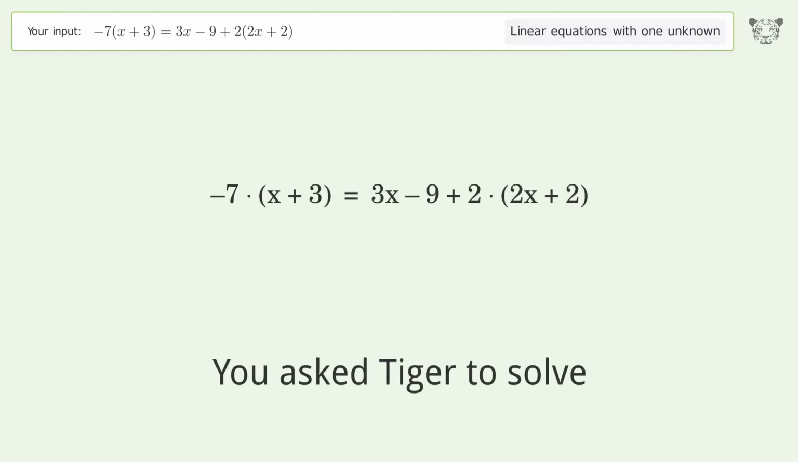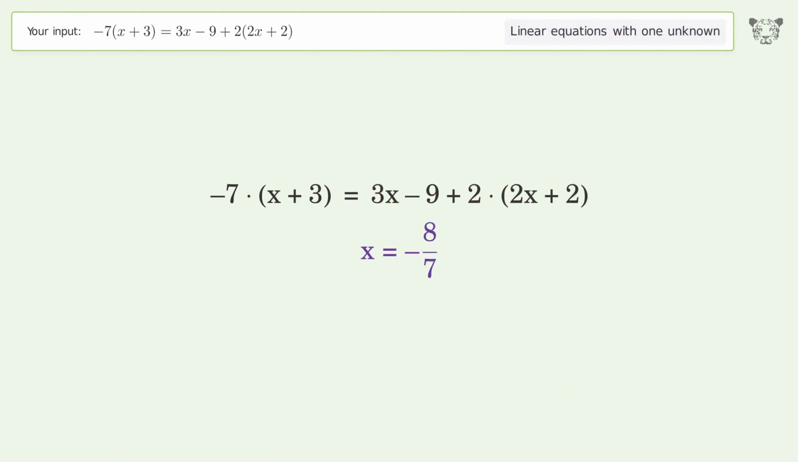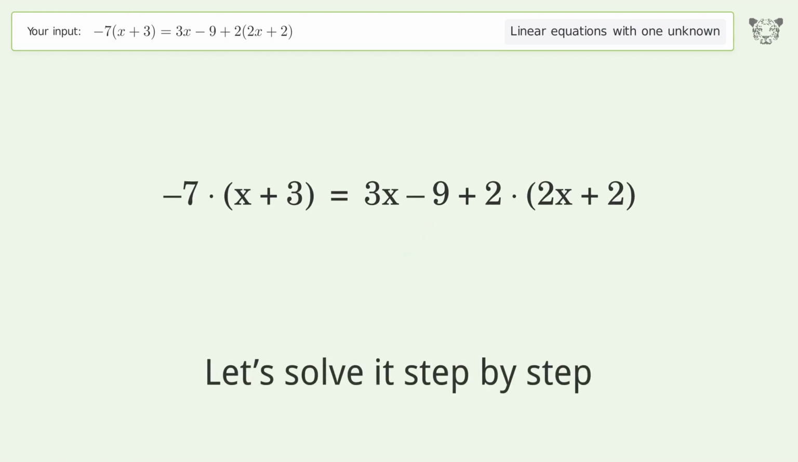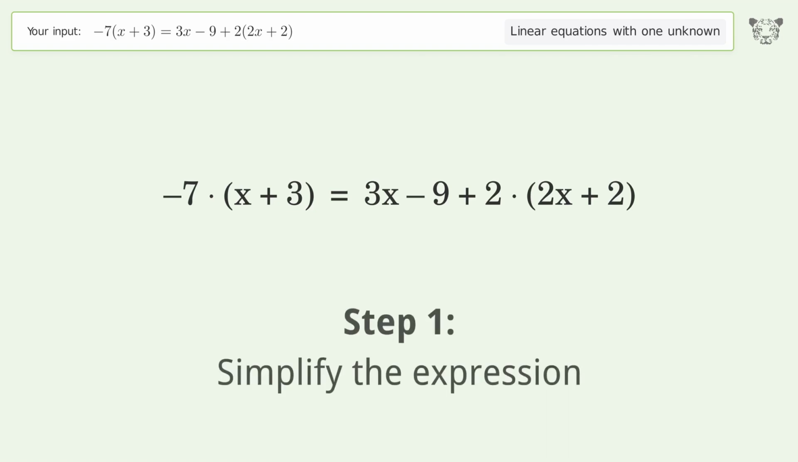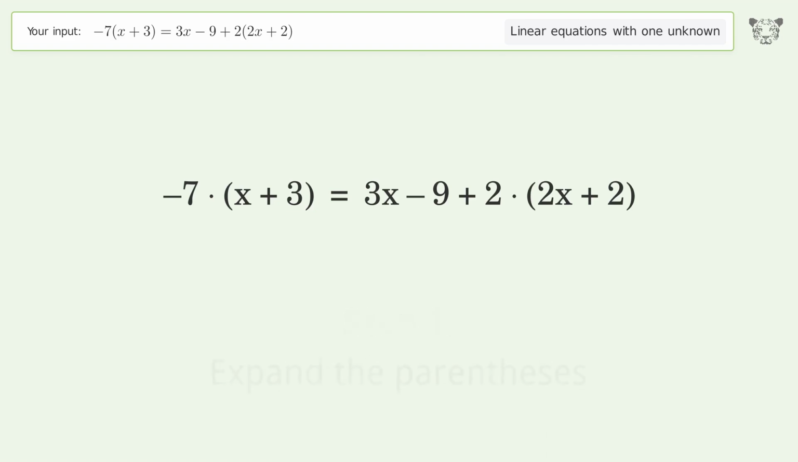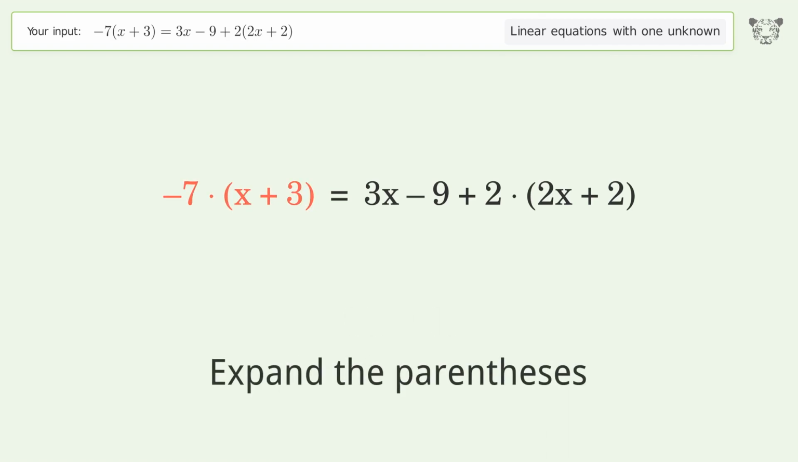You ask Tiger to solve. This deals with linear equations with one unknown. The final result is x equals -8/7. Let's solve it step by step. Simplify the expression. Expand the parentheses.